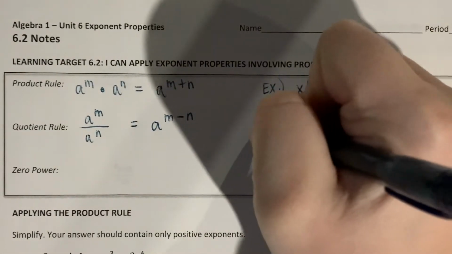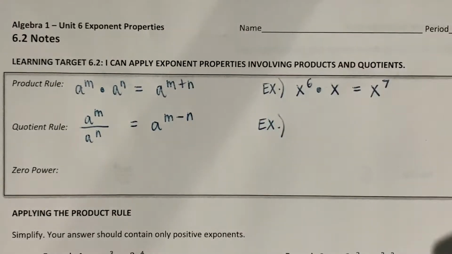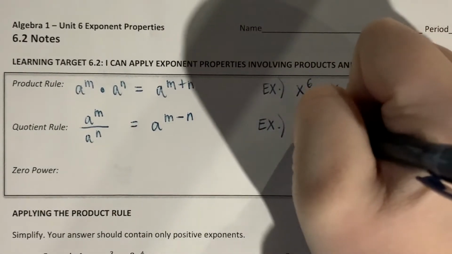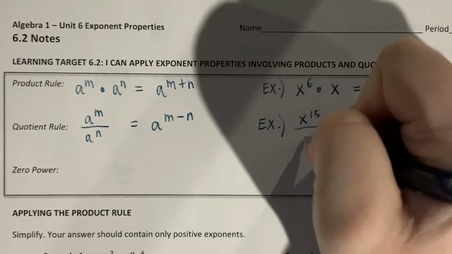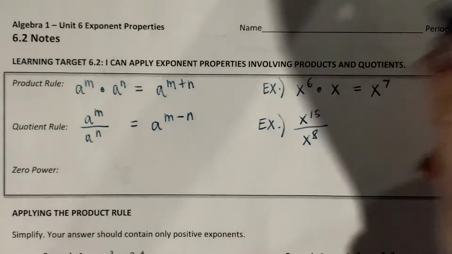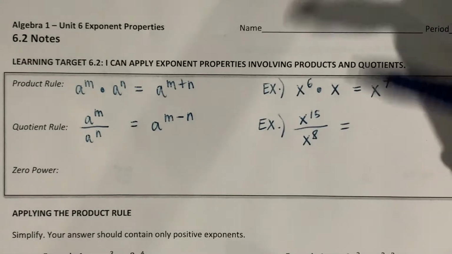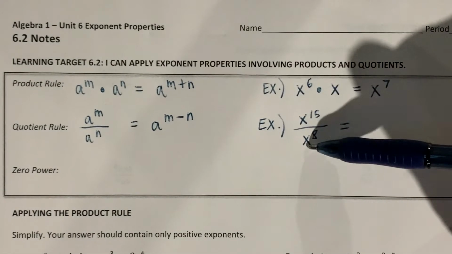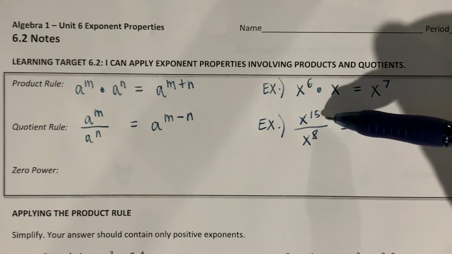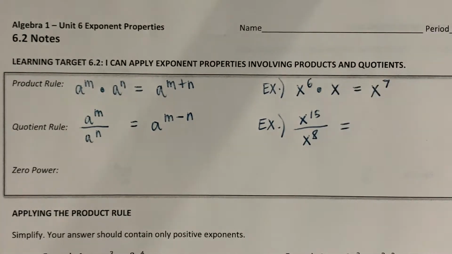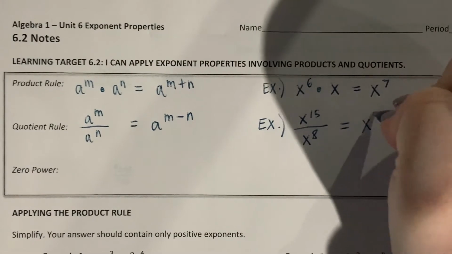Maybe an example with some numbers here will make some more sense. Maybe we have x to the 15th power over x to the 8th power. So to simplify here, because both of our bases are alike, they're both x's, we see that we have the quotient rule, so we'll do 15 minus 8, and we'll get x to the 7th.